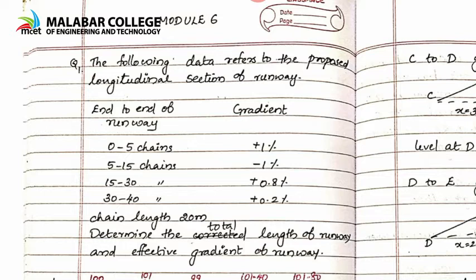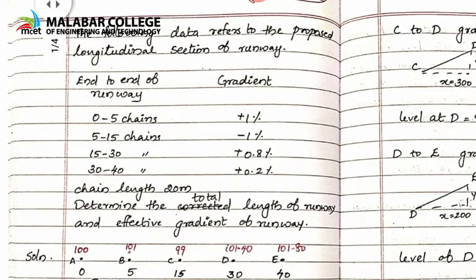Today we discussed the problems of airport engineering. The following data refers to the proposed longitudinal section of runway. End to end of runway, 0 to 5 chains, the gradient is plus 1%. 5 to 15 chains, minus 1%. 15 to 30 chains, plus 0.8%. 30 to 40 chains, plus 0.2%. The chain length is 20 meter. Determine the total length of runway and effective gradient of runway.